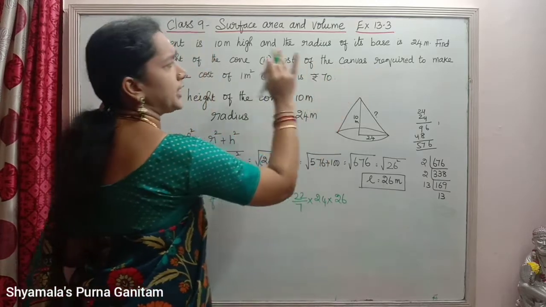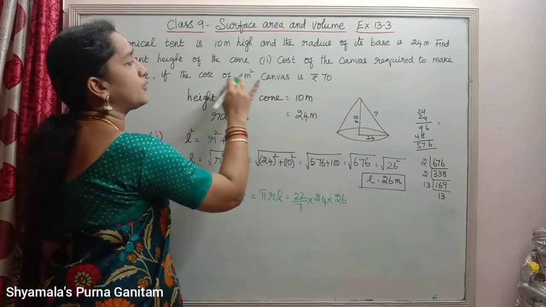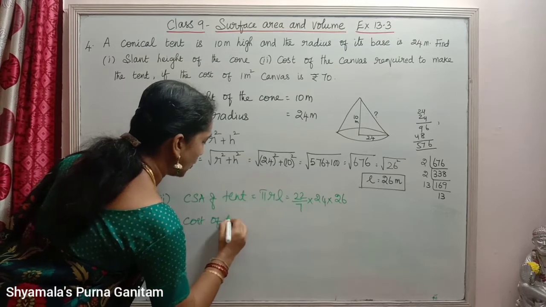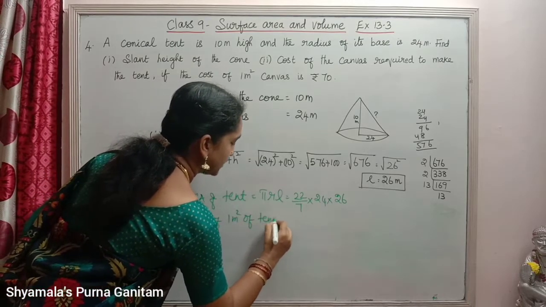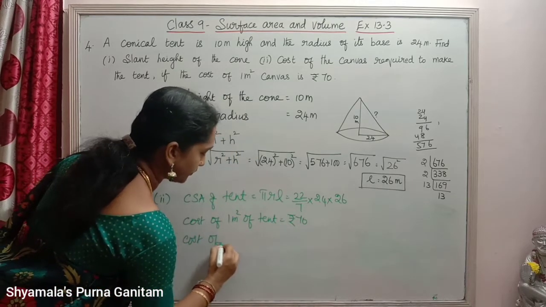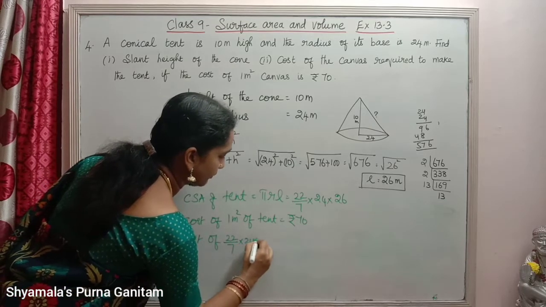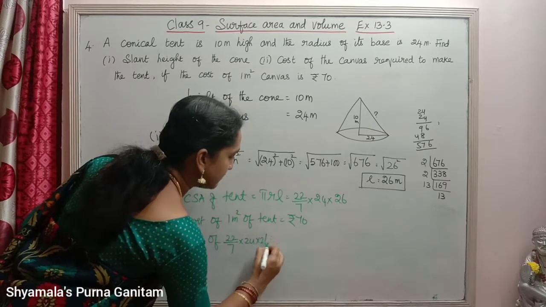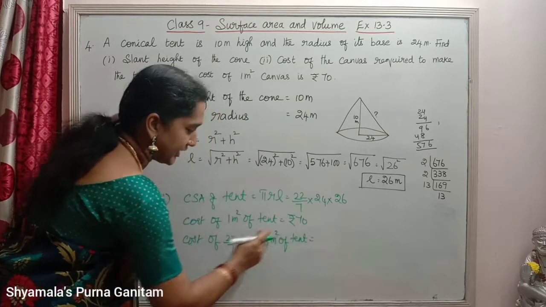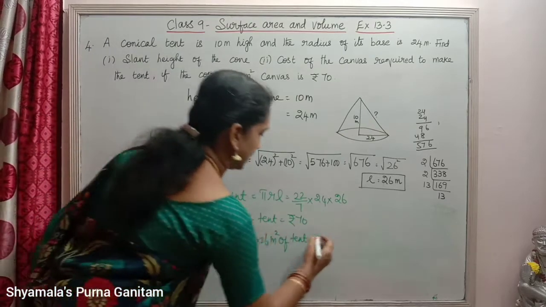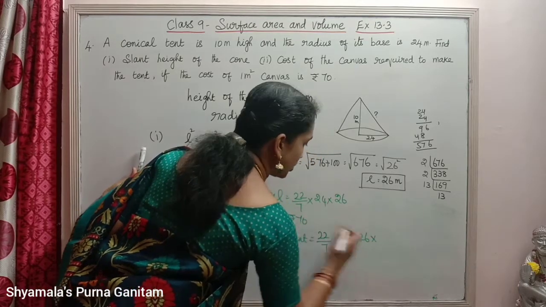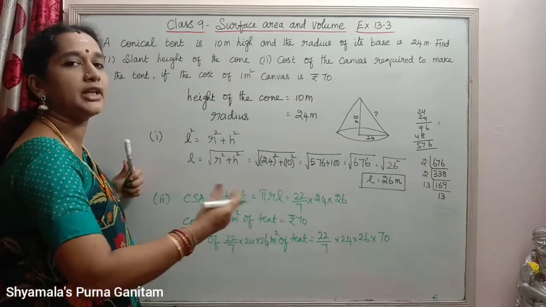We are asked to find the cost of the canvas. The cost of 1 meter squared of canvas is 70 rupees. So the cost of 1 meter squared of tent is equal to rupees 70. Therefore, the cost of 22 by 7 into 24 into 26 meter squared of tent is this 70 multiplied with this CSA. So that is 22 by 7 into 24 into 26 into 70. Since 70 is there, the calculation will be easy for us.